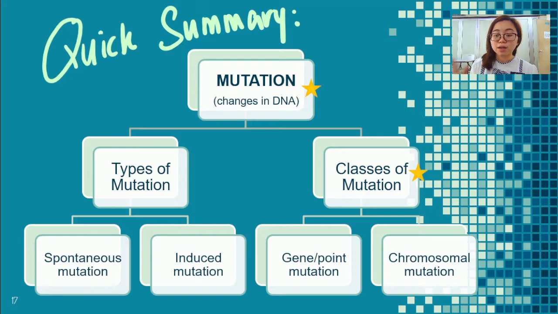Kamu boleh bagikan dia kepada dua kelas, yaitu gene and point ataupun chromosomal mutation. There are two types of mutation. Please remember whether they are spontaneous or induced. And under induced mutation, please remember what is a mutagen, the two types of mutagens, and examples of mutagens.